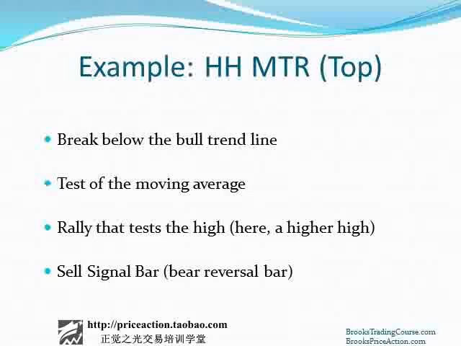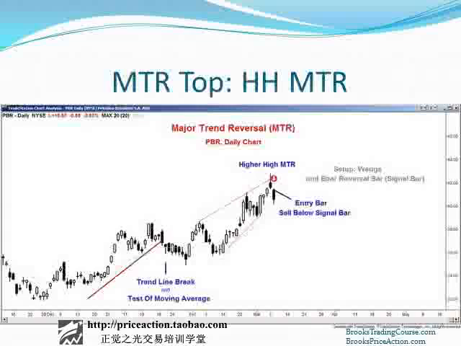Next, you'd like to see a rally that tests the high. Since this is a higher high major trend reversal, we're talking about a test going above the old high. And the rally preferably has a lot of selling pressure in it to increase the chances that the bears will be able to reverse the market once it gets up in the area of the prior high. And finally, you need the signal bar, which preferably is a bear reversal bar. The stronger the signal, the more likely the trade will be successful.